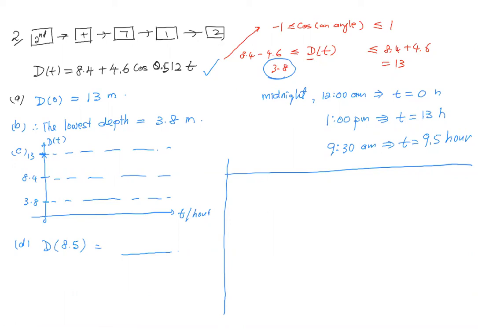Yes. So if you want to gain the 2 marks from there, you must differentiate this first. If you tell me from the graph, I won't accept it, because I have specified explain using calculus. So you have to get your D prime t first. That is 4.6. Differentiate cos, you get negative sin.